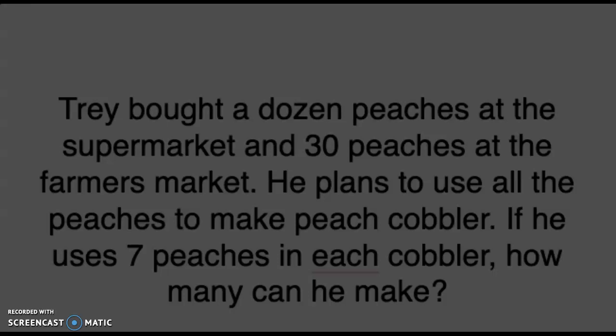So I'll go back and look at this problem and see, what do I know? I know that there are 3 numbers, 7, 30, and this hidden one here, dozen. Dozen means 12. So we have 3 numbers. Seeing these 3 numbers helps me to know that this is a two-step problem.